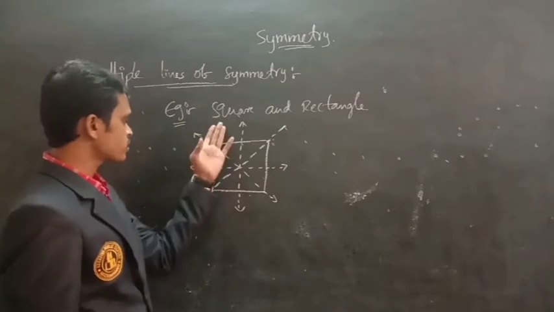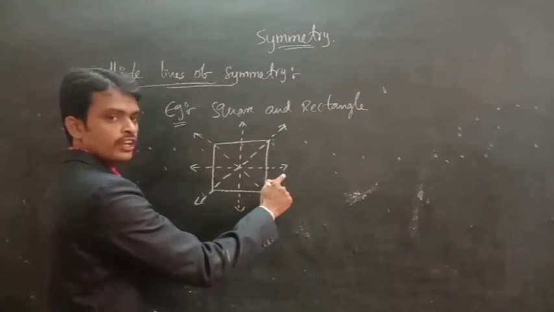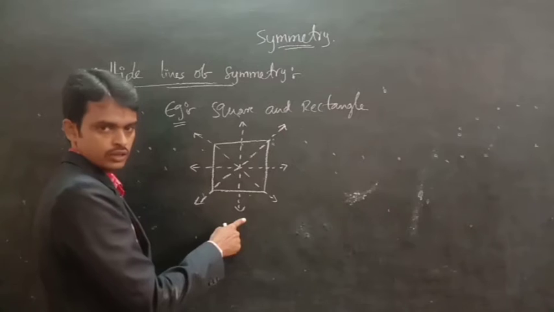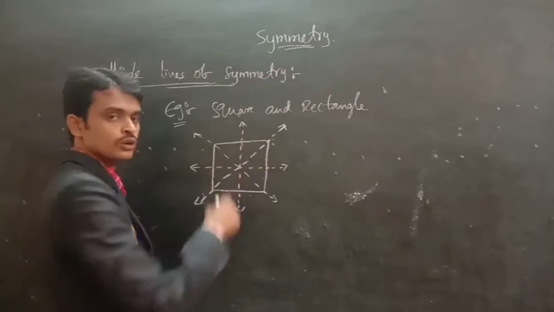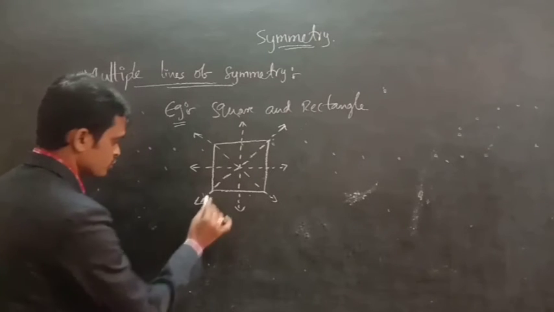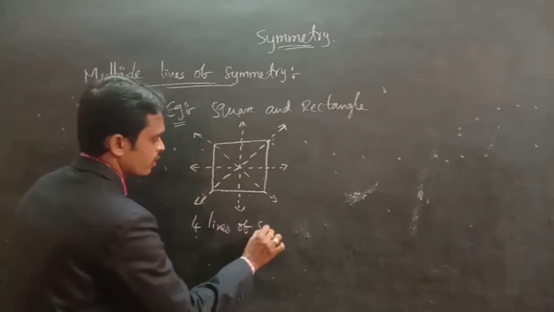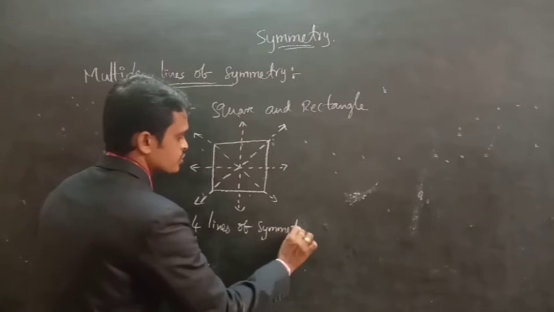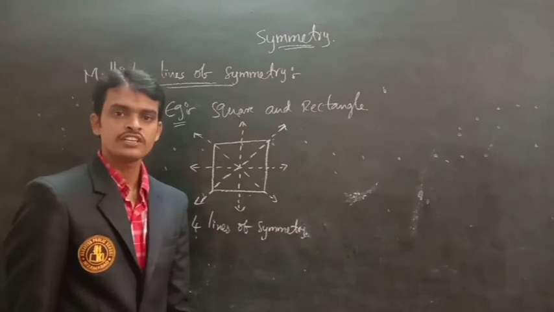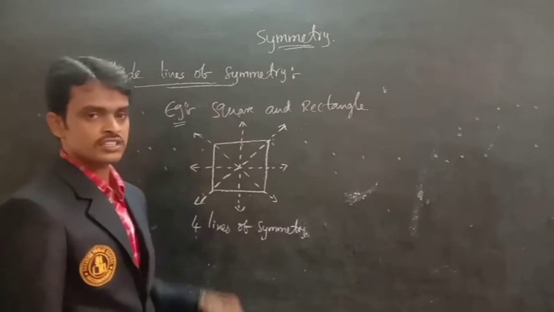So the square has how many lines of symmetry? Horizontally 1, vertically 1, and diagonally 2. So the square has how many lines of symmetry? The square has 4 lines of symmetry. So this is called multiple lines of symmetry.